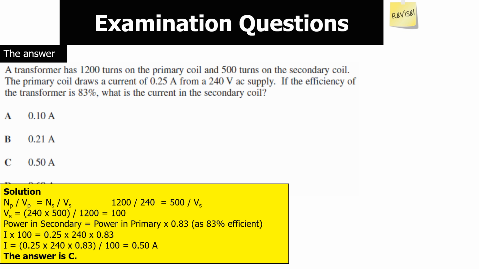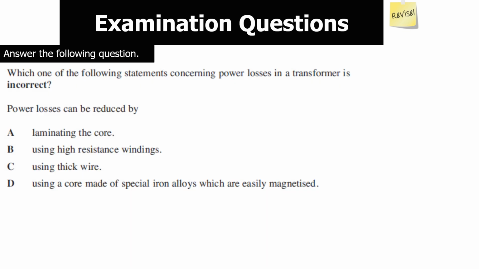Now the power in the secondary equals the power in the primary times by a factor of 0.83, because it's 83% efficient. So therefore we can pop in our values and we can say I equals 0.25 times 240 times 0.83 over 100, which is 0.50 amps. Our answer is C.